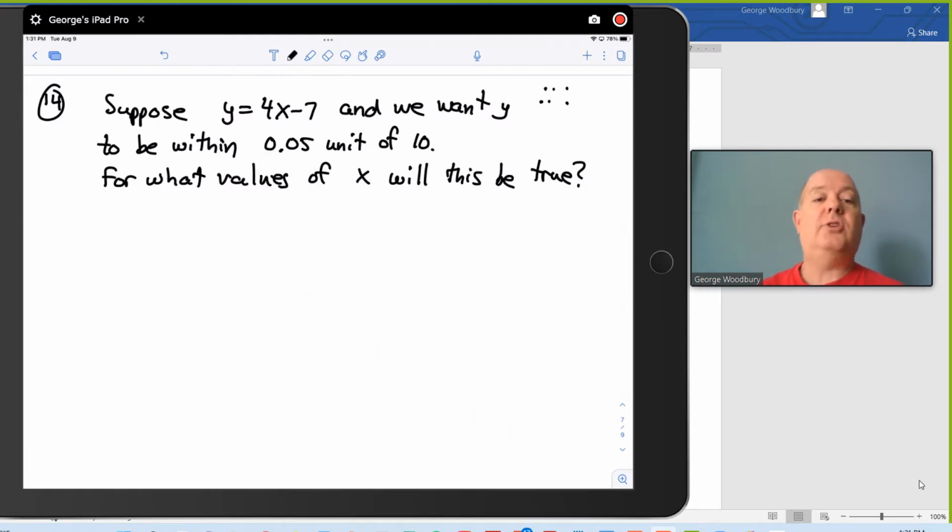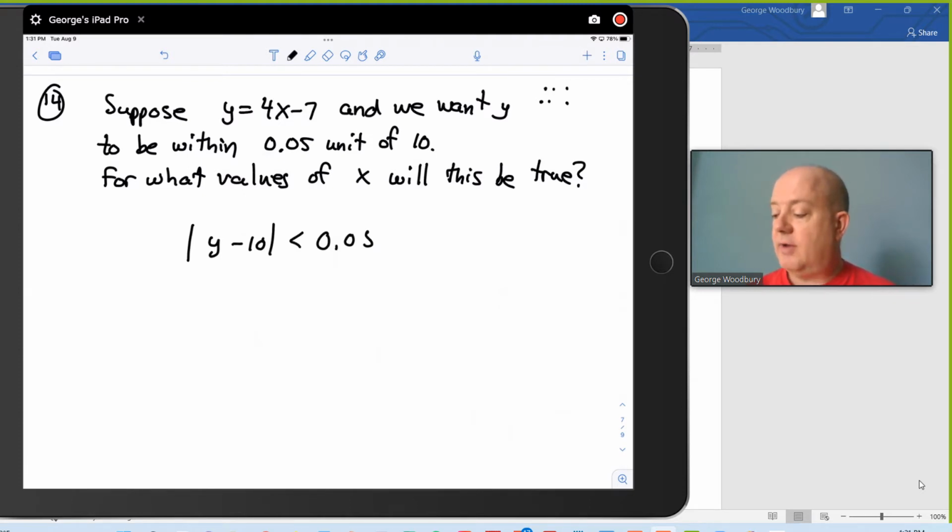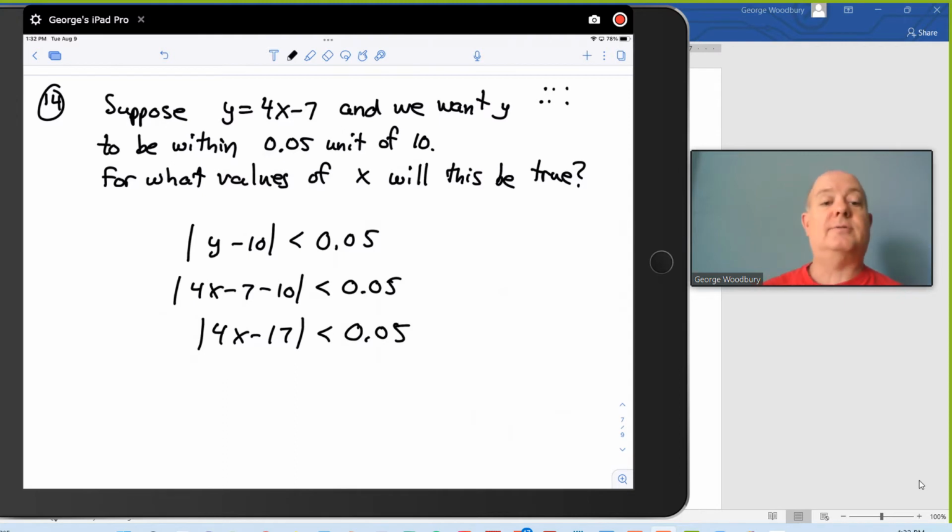So we want y to be within 0.05 unit of 10. That means that we have the absolute value of y minus 10 is less than 0.05. Now we know that y is equal to 4x minus 7, so we can replace y with its formula, 4x minus 7. So the absolute value of 4x minus 7 minus 10 is less than 0.05. Combining some like terms, that gives us the absolute value of 4x minus 17 is less than 0.05.